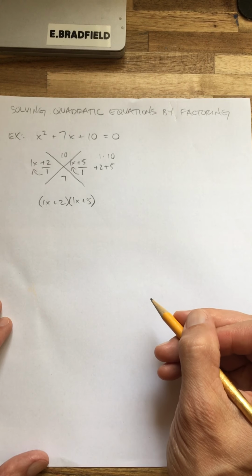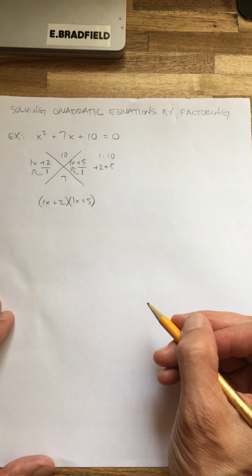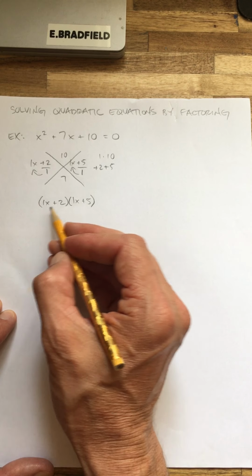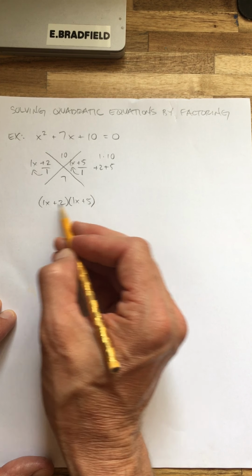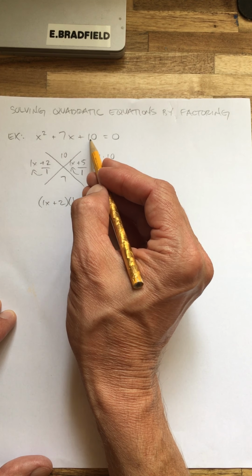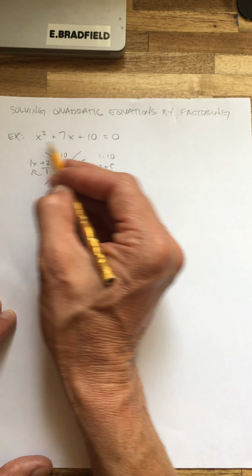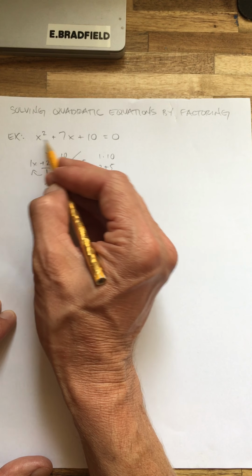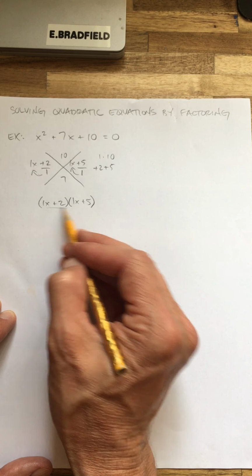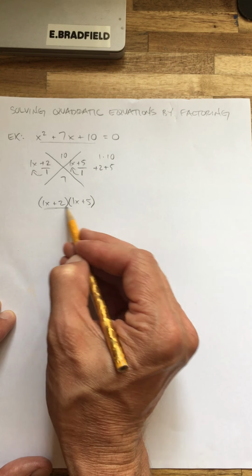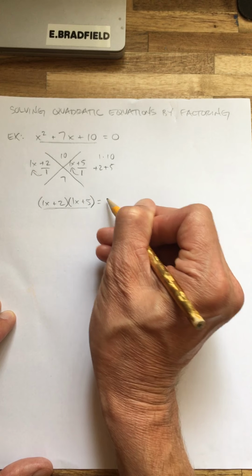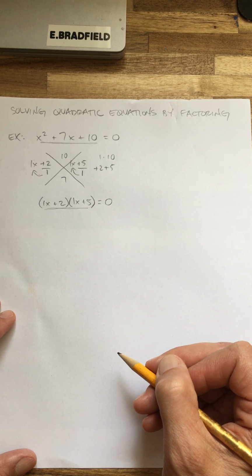Now remember, the whole idea of what we've been doing is that once we get these two factors, you can't forget that x plus 2 times x plus 5 is the exact same thing as x squared plus 7x plus 10. It's just that this is written as a trinomial, a bunch of monomials added together, and now we've turned it into two binomials being multiplied. This is the same thing as this. So if this equals 0, then so does this. They're exactly the same thing.